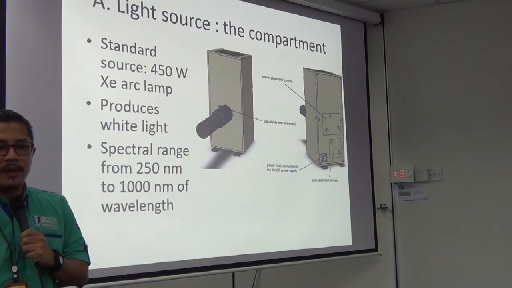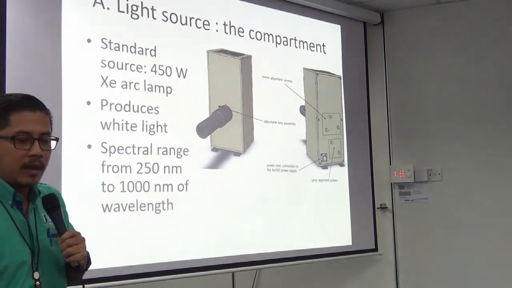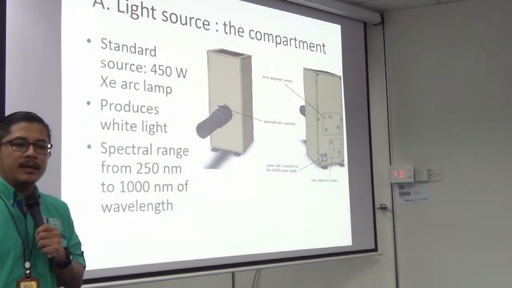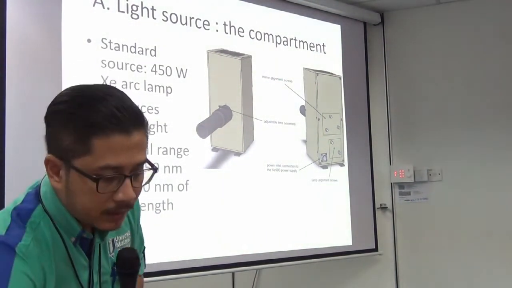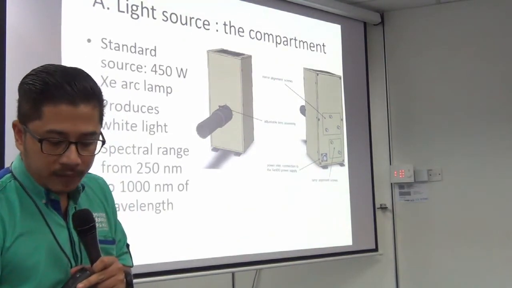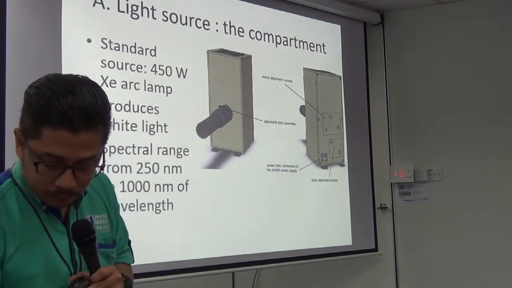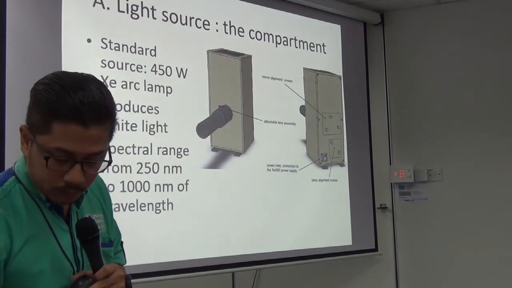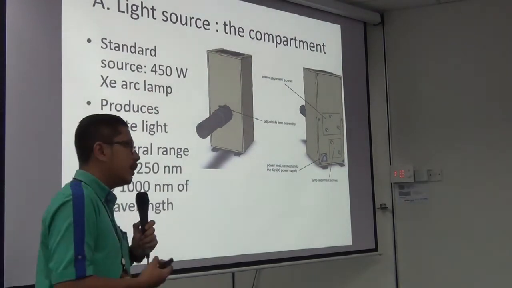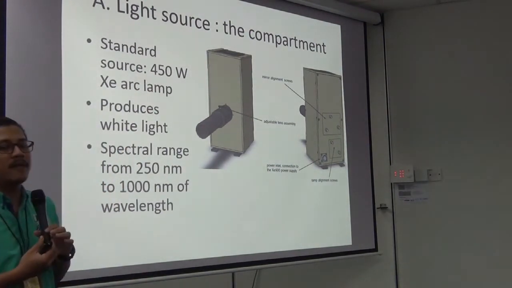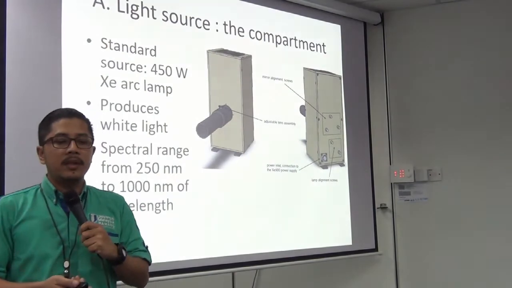So this is the light source compartment, which could be easily observed in our PL laboratory. You could come to the lab anytime you want. The standard light source is a 450 watt xenon arc lamp. It produces white light, and the spectral range is from 250 nanometer to 1000 nanometer of wavelength. So this light source will give us a little bit of ultraviolet to a little bit of near infrared light, from ultraviolet to visible to near infrared, from 250 to 1000 nanometer.